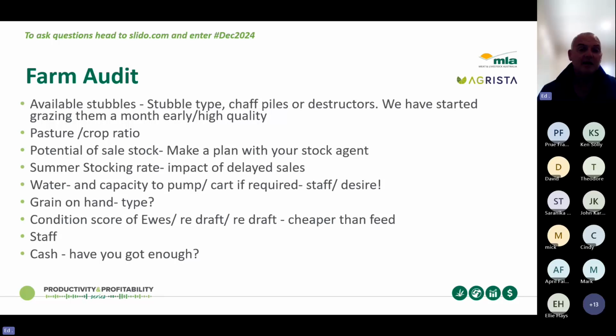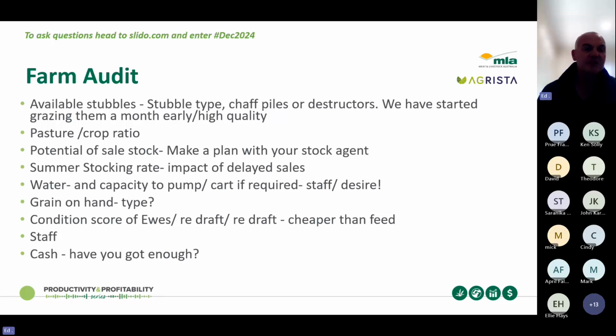Do we have chaff piles? Or if people are still using those, they're excellent for sheep versus destructors on the back of the harvesters. And when did we finish harvest? Have we started grazing them a month early? Because if we start grazing everything a month early, and generally if we have a poor spring, and I'll touch on this later, the quality is high. So you start grazing them a month early, high quality, guess what? They're going to eat them. So how's that going to look later on?